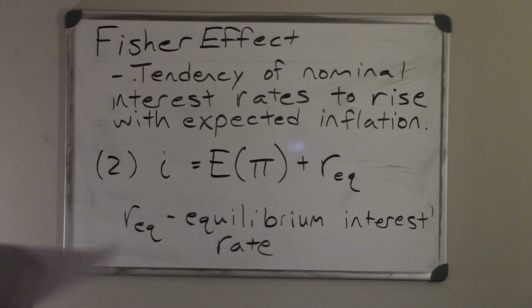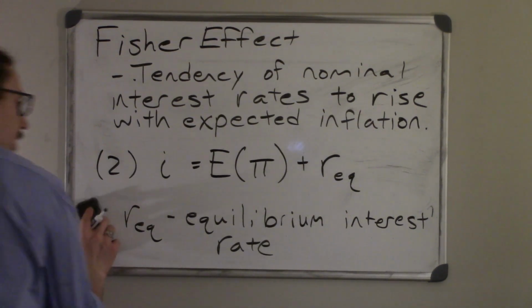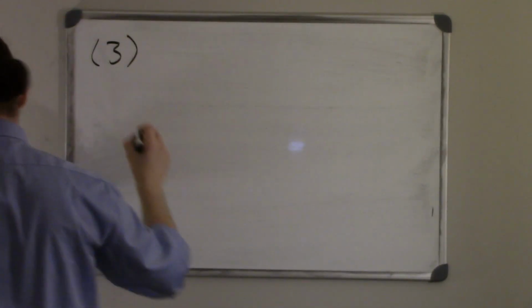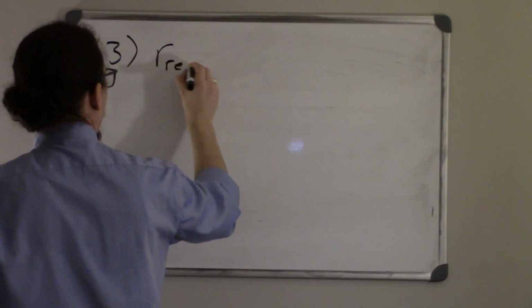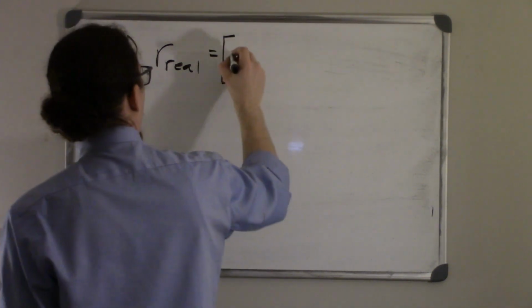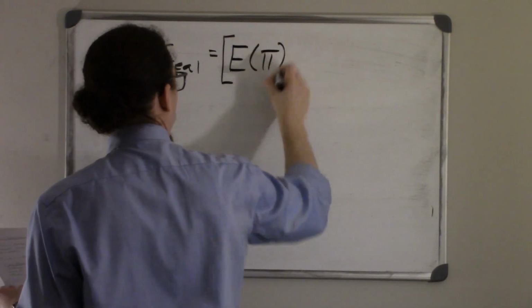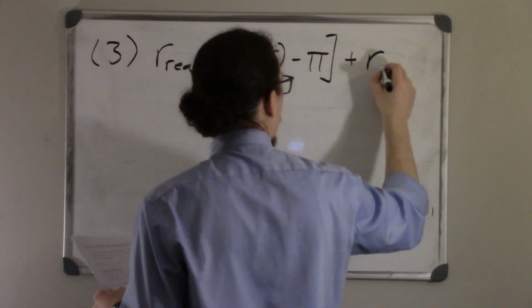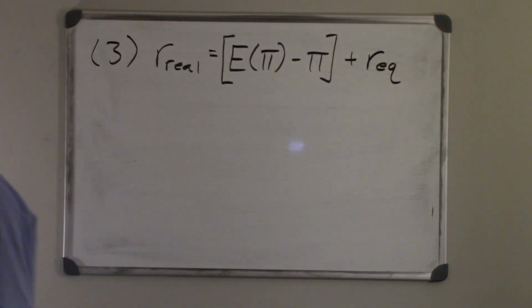All right, now we're going to take equation 1 and equation 2. We're going to combine and slightly rearrange them. And that is going to give us equation 3. Right? The real interest rate is equal to the expected inflation rate minus the actual inflation rate plus the equilibrium interest rate. All right, so why is this important?